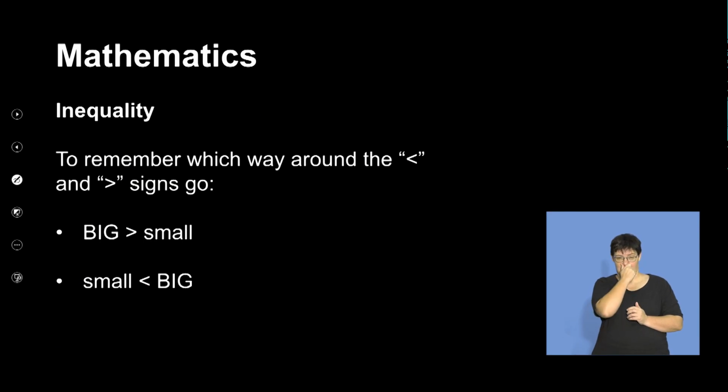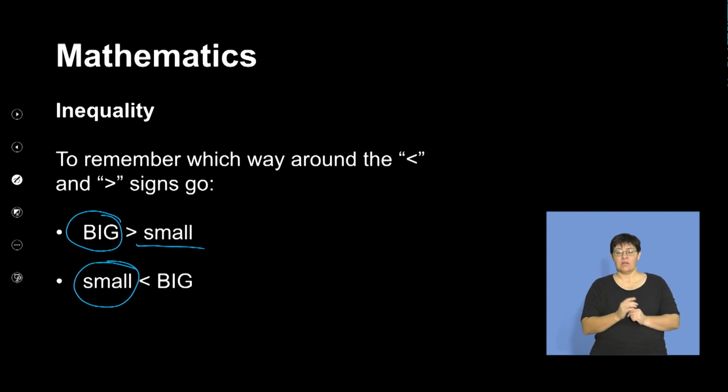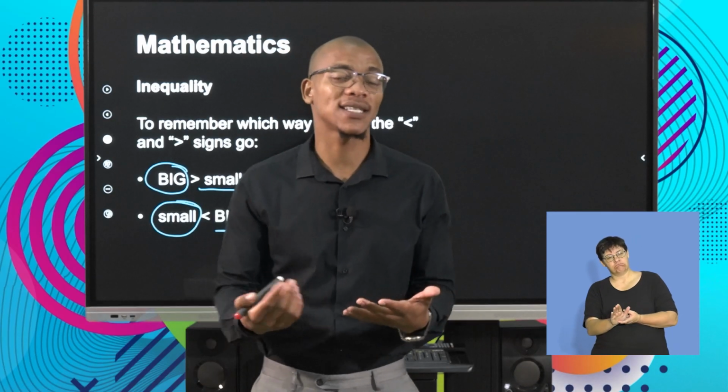Now, in terms of examples, you need to always remember which way around this goes. So the bigger value, wherever the inequality is opening to, will be the bigger value, and wherever the sharp point is facing will be the smaller value. So that's just one of the ways that I can try and help you remember how to look at this. Remember, wherever the sharp point is facing is the smaller value, and wherever it is opening to is the bigger value.